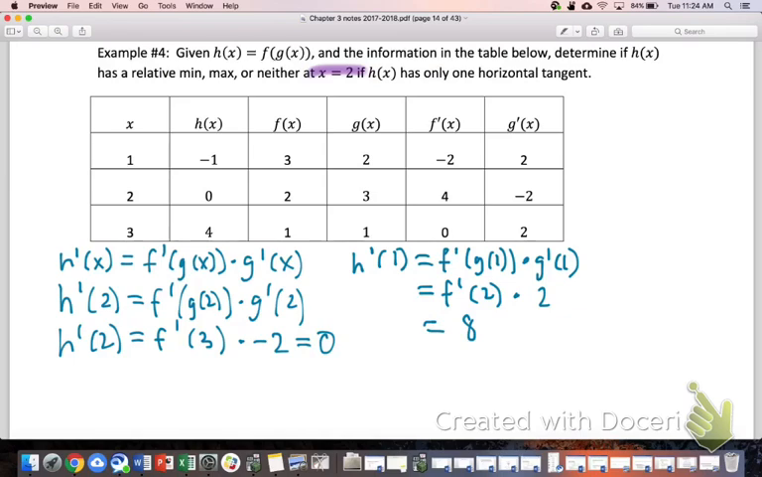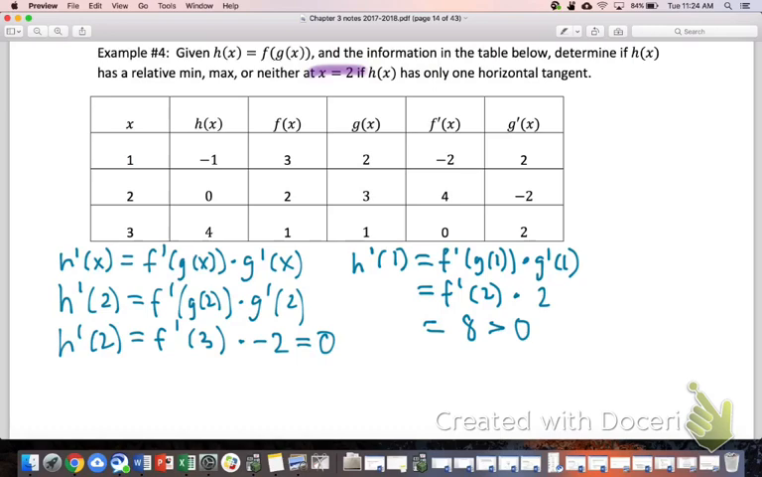And 8 is an important number to have, but what's the most important thing about 8? It's positive. So what if we just eliminated from the possibilities? There's no way that x equals 2 could be at a place where h is a minimum, right? Because for a minimum, doesn't h prime have to go from negative to positive? And h prime is positive, so we can either go positive to positive or positive to negative. You see how we've eliminated min from the possibilities?